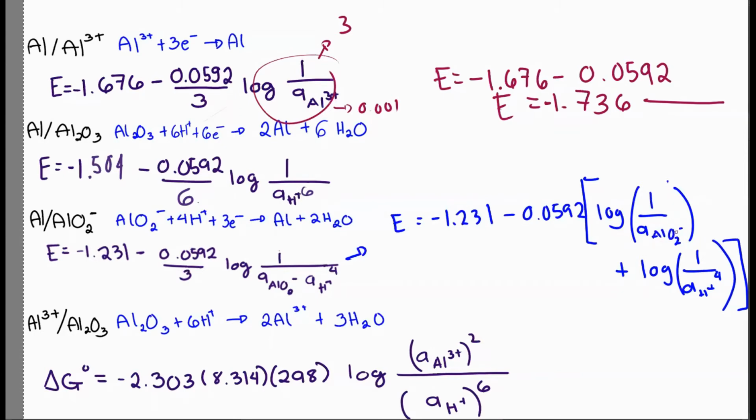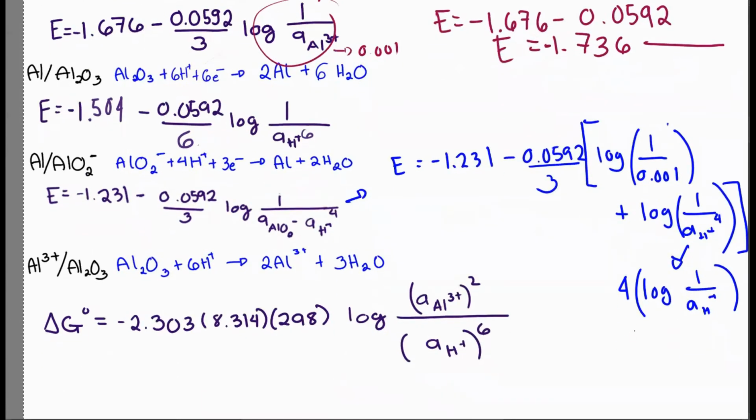So in this case, we can solve for this one, log of 1 over AlO2 minus, 4 over 3. This one is just 0.001. Itong log of 1 over the activity of H plus to the 4 can be expressed as 4 times log of 1 over the activity of H plus, or 4 times negative log of the activity of H plus. We know that the negative of the logarithm of the activity of hydrogen is actually equal to pH. So this one will become 4 pH.